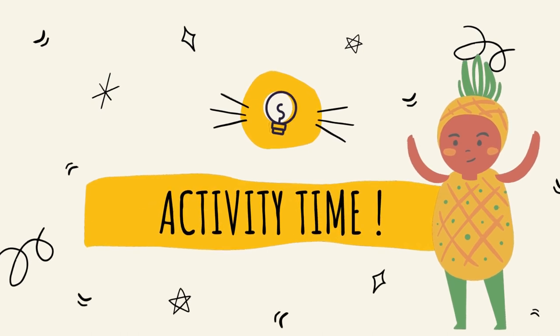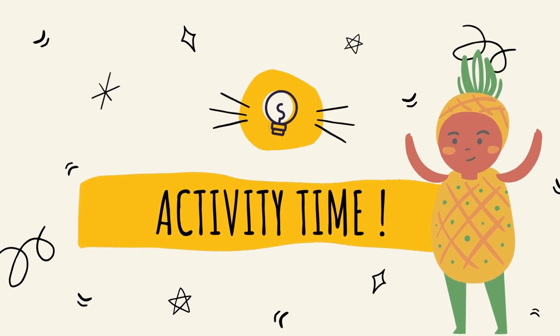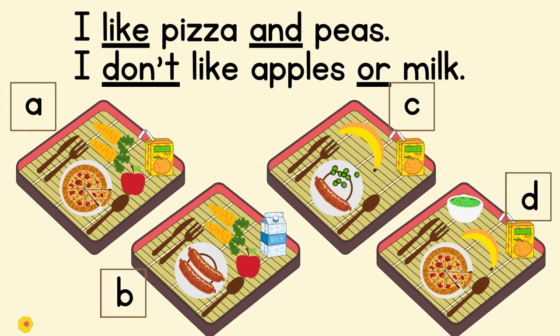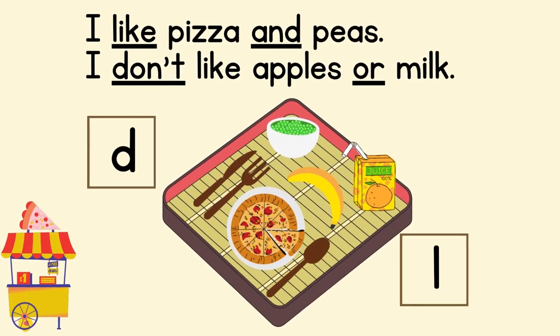Now, it's activity time. To do this activity, you can refer to your Superminds Workbook, page 53. Now, let's begin. Let's read the sentences together. I like pizza and peas. I don't like apples or milk. Can you tell which set is the answer for these sentences? Is it set A, B, C, or D? The answer is set D.